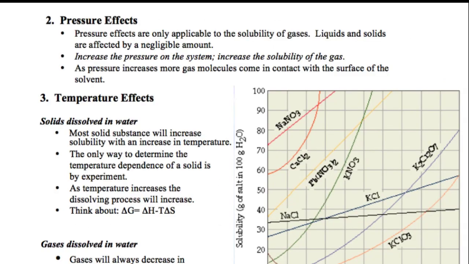I know it's kind of a little confusing, but you guys are smart and you'll figure it out, and we'll kind of work on it together over the next couple days. Alright, last thing is on pressure effects. Pretty simple. This one is going to just deal with the solubility of gases.